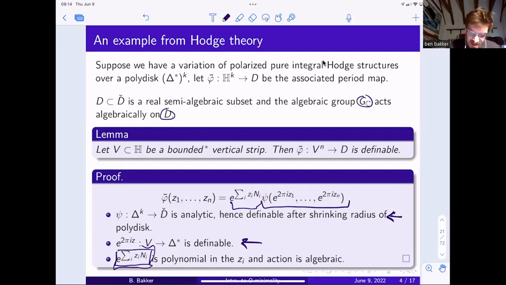Okay, so let me go back to what this asterisk means. You notice that during the course of this argument, I had to restrict the radius of the polydisk a little bit. So what I mean by a bounded star vertical strip is, in the upper half plane, something bounded on the sides and bounded on the bottom, so something that looks like this. Taking something that's bounded from the bottom is equivalent to shrinking the polydisk a little bit. Okay, so any questions about this or its proof? This is kind of an important example. It's actually surprisingly simple.